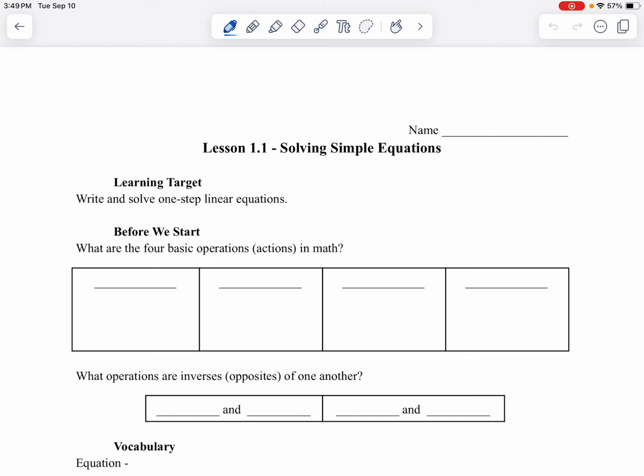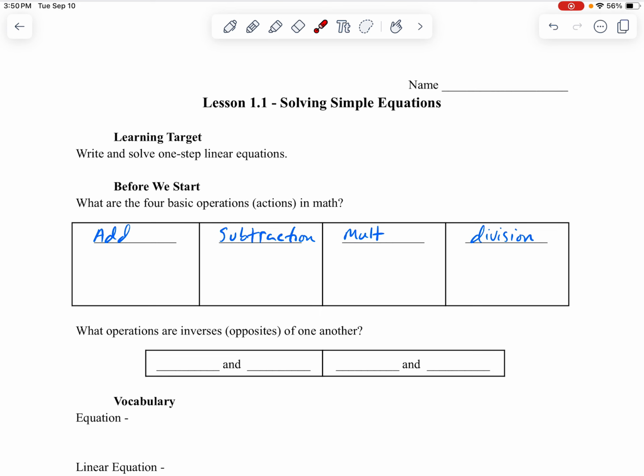So we talked a lot about this as we began the year. There are four basic operations in math. They're addition, subtraction, multiplication, and division. And we have these two pairs that are each opposites of each other. So when we're solving equations, we'll notice that one operation kind of undoes the other one. And those two opposites are addition and subtraction, and then multiplication and division.